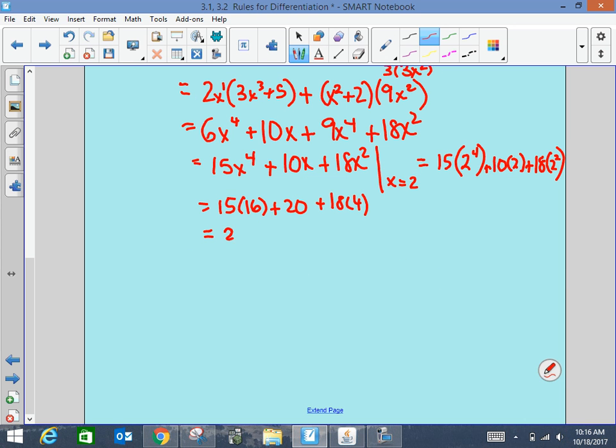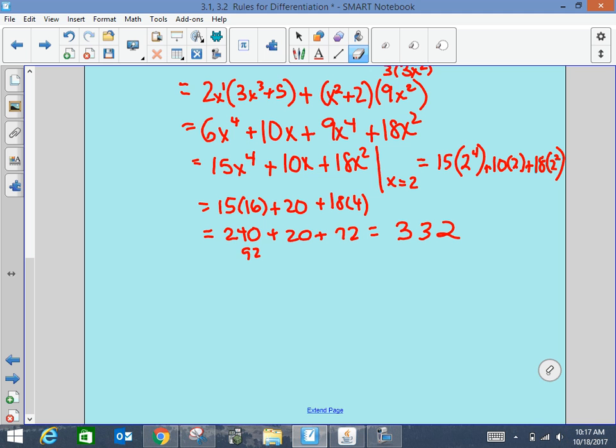Anybody know what 15 times 16 is? 240? Sounds good. 18 times 4 is 72, right? So 240 and 92 is 332. Yeah, 20 plus 72 is 92. This is f prime of 2, just in case you forgot what we were doing. Sometimes the problems get so involved and we're like, what are we doing again? So that's f prime of 2.